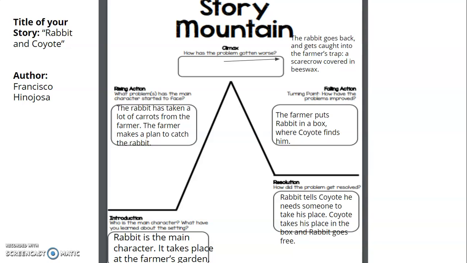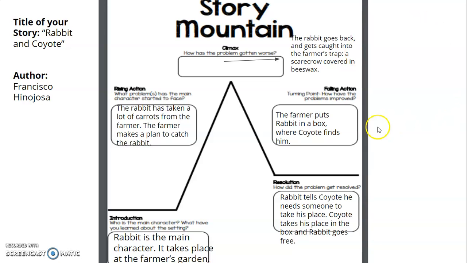Now, the rabbit doesn't know that he made a plan, but as a reader, we're understanding that the farmer is trying to catch him. Now, the climax. How has that problem gotten worse? So, how has the problem gotten worse of the farmer making a plan to capture the rabbit? Well, the rabbit gets caught, right? So, he gets caught in the farmer's trap, which was that scarecrow covered in beeswax. So, things have gotten way worse for the poor little rabbit.